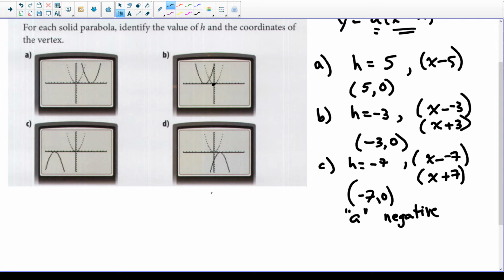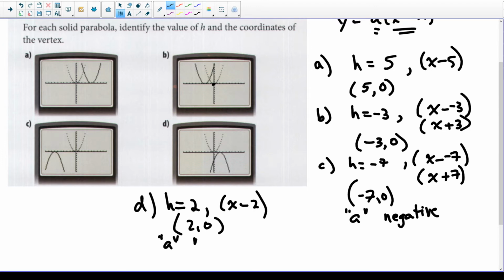But it looks like it's moved to the right by 2 for d. So that means h is equal to 2. But in the bracket, it would be x minus 2, sorry. And then our vertex would be 2, 0. And our a value would be negative. So those are the answers to question 1.